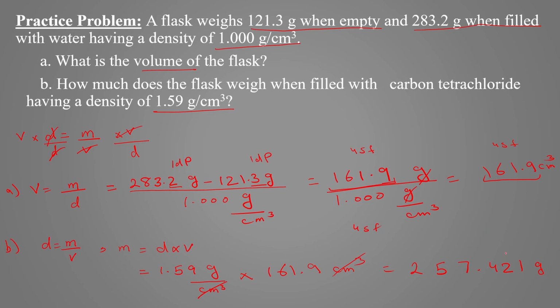Now, this is the mass of carbon tetrachloride, but if you look at the wording, what do you have to find? How much does the flask weigh when filled with carbon tetrachloride? And this is just the mass of carbon tetrachloride. In order to find the mass of the filled flask, you have to add the mass of the empty flask to the mass of carbon tetrachloride. Okay, so this is the mass of the flask when it is filled with carbon tetrachloride.